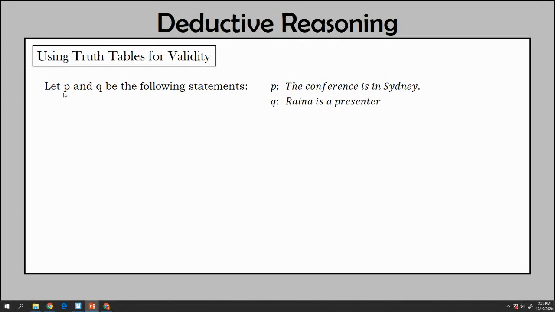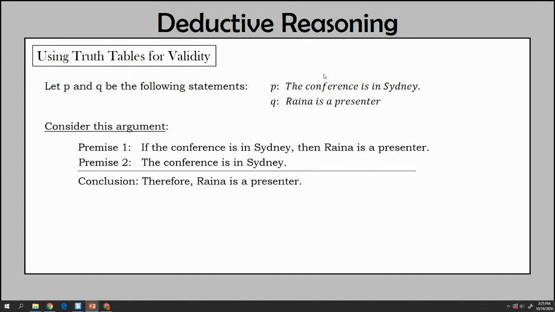It says let P and Q be the following statements. P is the conference is in Sydney. Q is Raina is a presenter. Based on these two statements, let's consider this argument. Premise one: if the conference is in Sydney, then Raina is a presenter. Premise two: the conference is in Sydney. The conclusion drawn is, therefore, Raina is a presenter.